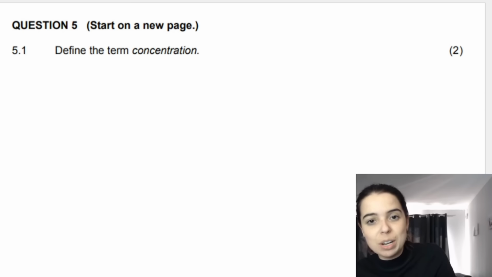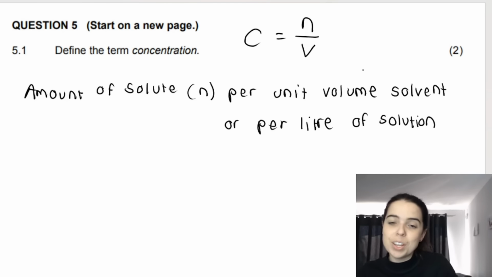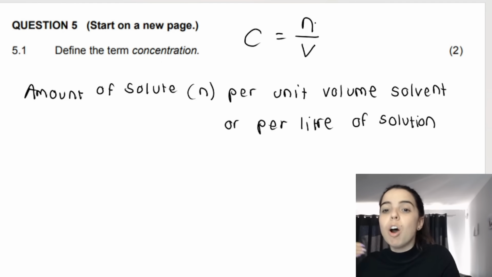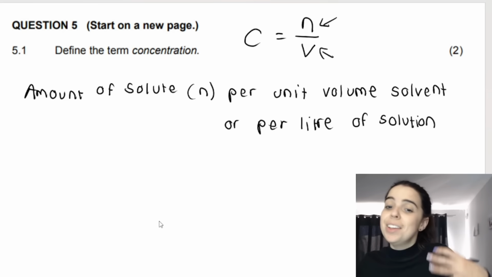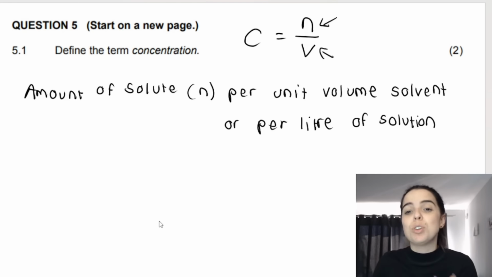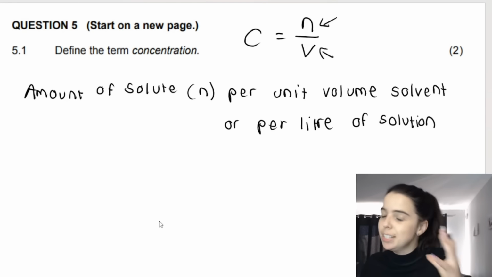And it makes sense if we look at our formula. So as we can see, C is equal to n divided by V. It's the amount of solute, n, per unit volume. Per means divide. The definition can also say the amount of solute per liter of solution, something like that.